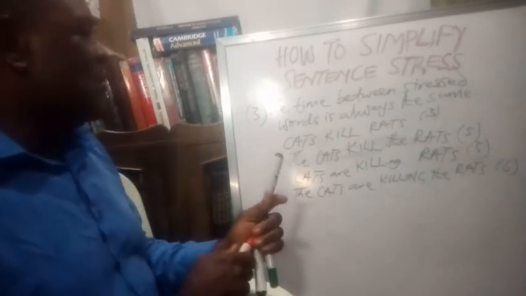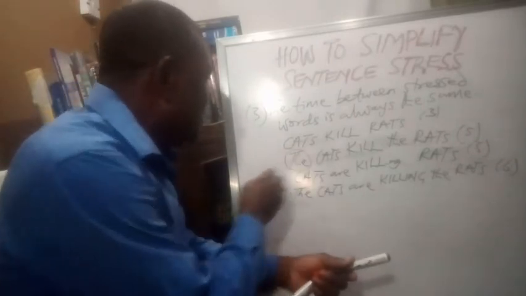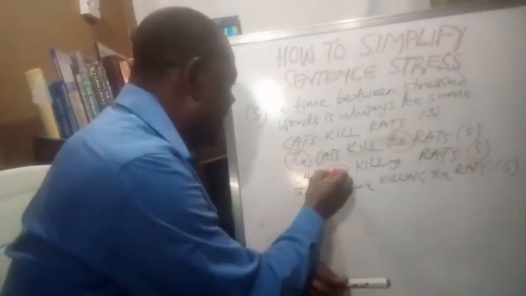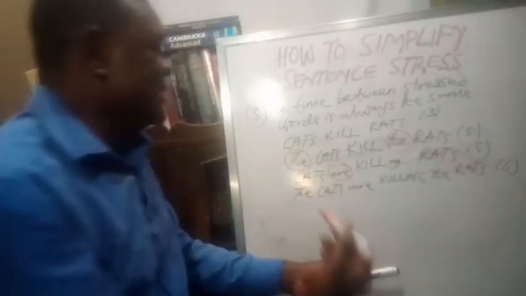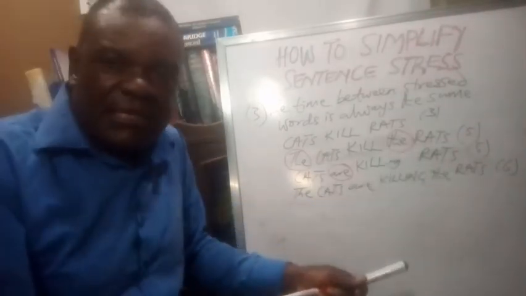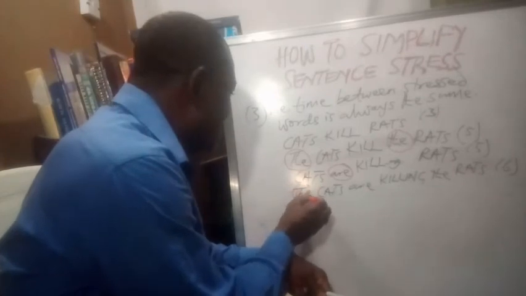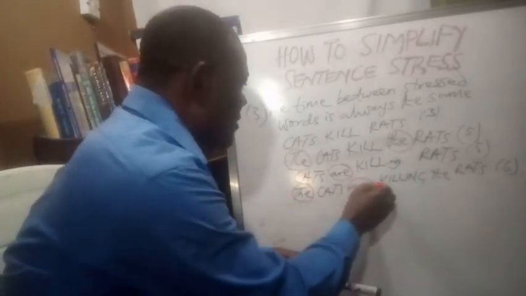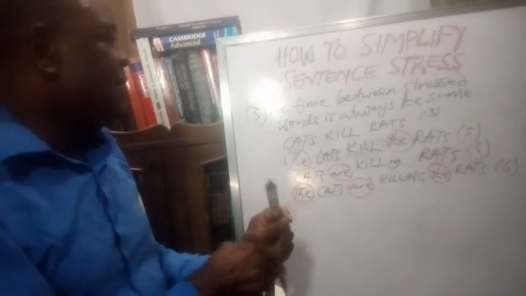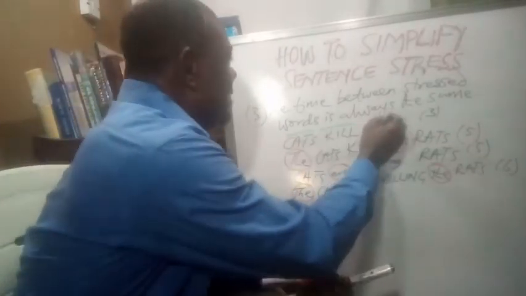Now let's look at the function words here. The here is a function word. The here also is a function word. The word are is a function word. Then this one is simply an unstressed syllable, which is part of the word kill. And again here, this is a function word. This is also a function word, and this is also a function word. So in each case, we have only 3 words left that are stressed, and that is cats kill rats.